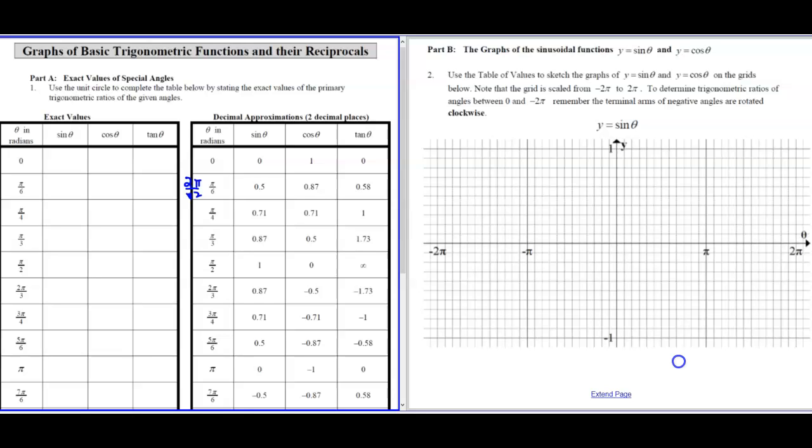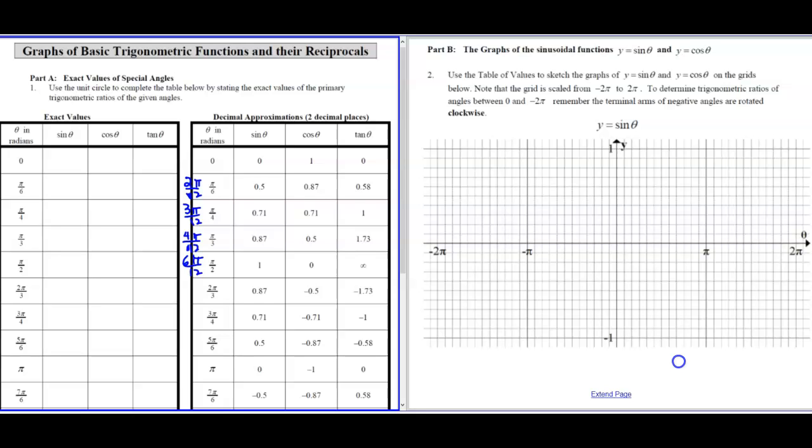Pi over 4 is the same as 3 pi over 12. Okay, so your unit point's going to be 3 grid markings over. Pi over 3 is the same as 4 pi over 12. Okay, pi over 2 is the same as 6 pi over 12. 2 pi over 3, so you can do that. You'll get the pattern of it as we go through.